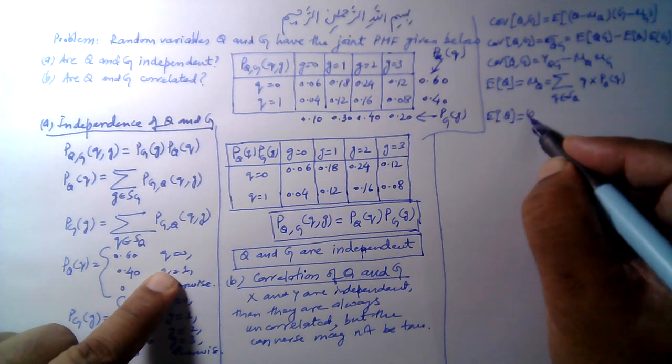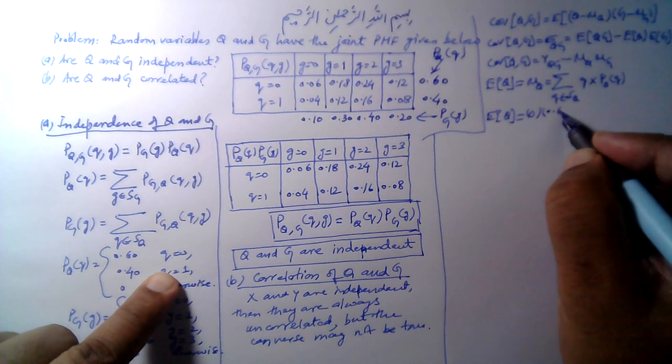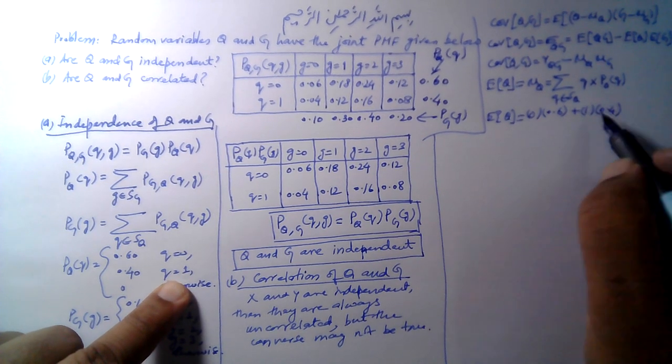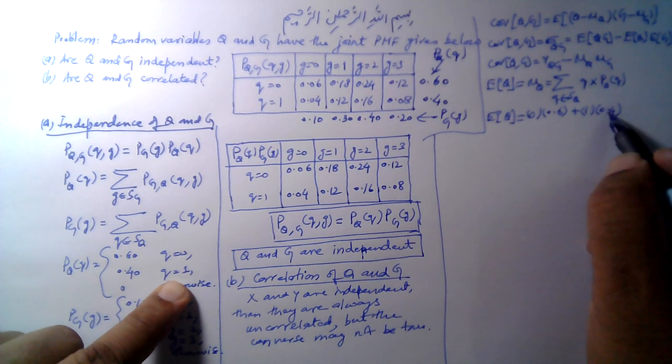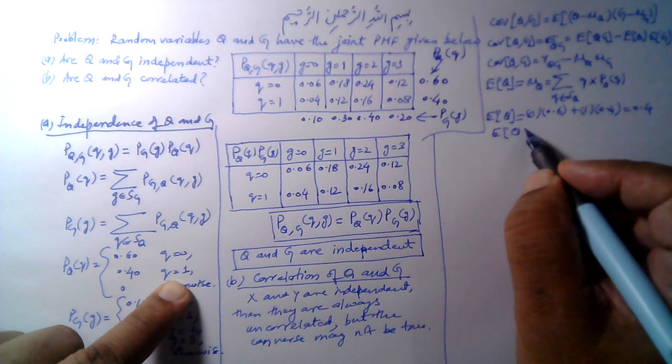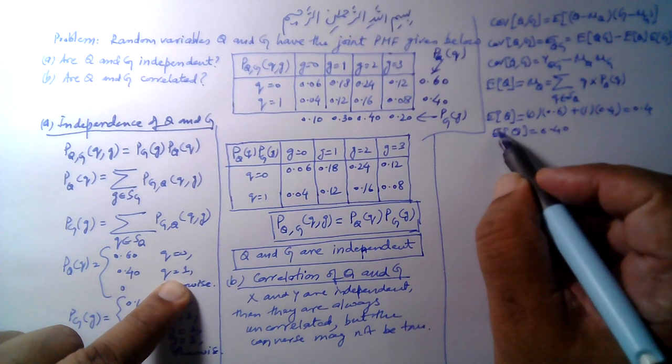So this is 0 multiplied by 0.6 plus 1 multiplied by 0.4. The first term is 0, and the second is 0.4. So the expected value of Q is 0.40.